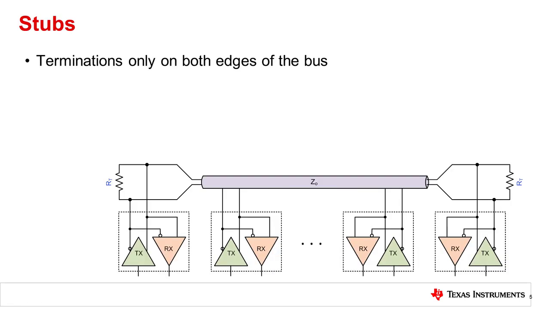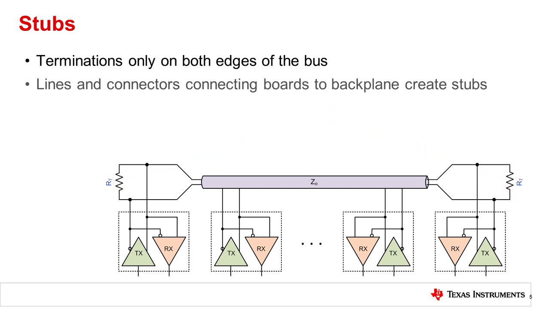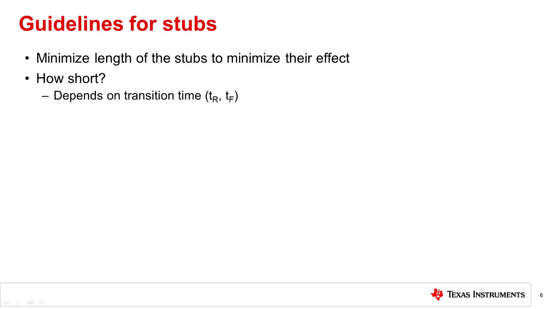What about stubs? In MLVDS, two terminations are used, one on each end of the bus. The intermediate plug-in boards on the backplane are not terminated, and therefore they create stubs, or unterminated transmission lines. These stubs create impedance mismatches on the bus, which can potentially cause reflections, which in turn degrade the signal integrity and can lead to errors on the communication link. To minimize the effect of the stubs, they need to be as short as possible.